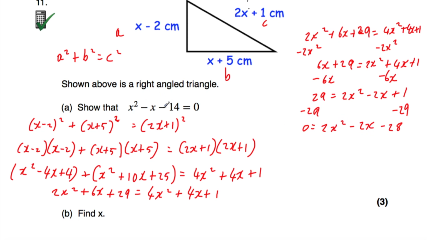Now if we have a look at what we're trying to get, we've got x squared minus x minus 14. Now that's close. If we just divide our whole equation through by 2, the left hand side and the right hand side, let's see what we get. 0 divided by 2 is 0. And then on our right hand side, we divide everything by 2, so that'll be x squared minus x minus 14. And that's what we wanted, just the other way around, so we can turn it around if we want: x squared minus x minus 14 equals 0. So that's it. We've been asked to show that x squared minus x minus 14 equals 0, and we've done that.